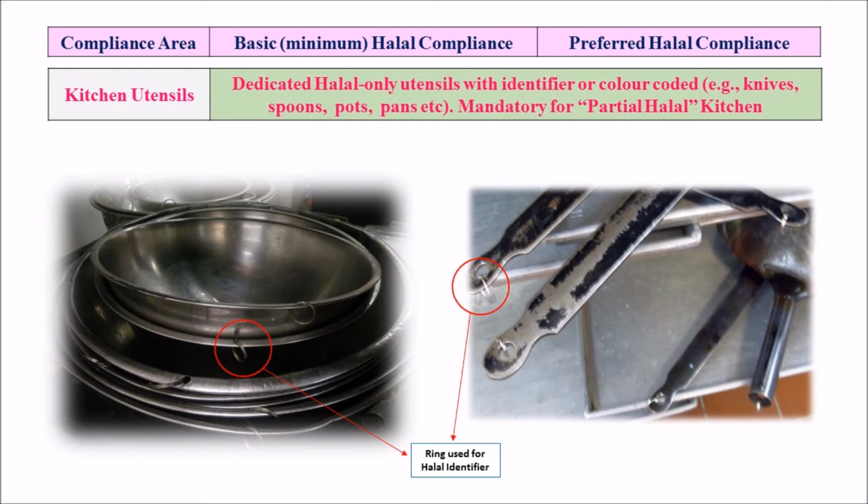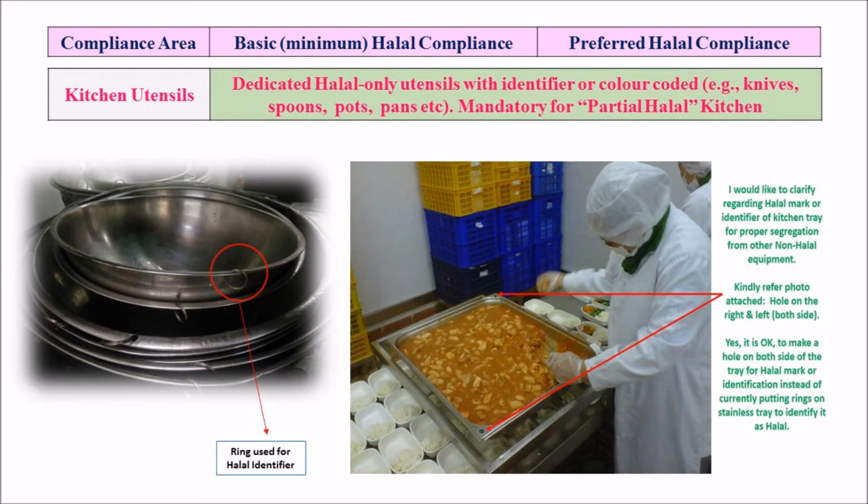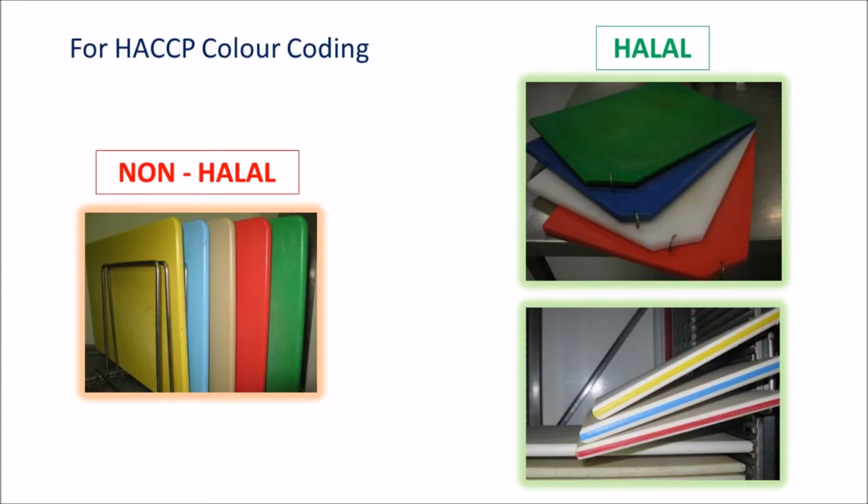For example, knife, chopping board, spoon, pot, pen, etc. Mandatory for partial halal. You need to have this dedicated utensil for that. Talking about the HACCP requirement on color coding, halal, non-halal, you cannot change the color. This is SOP standard. Standard.